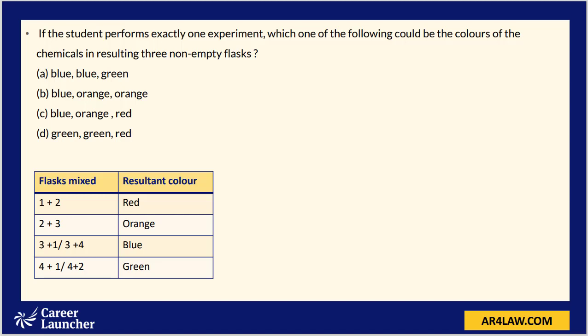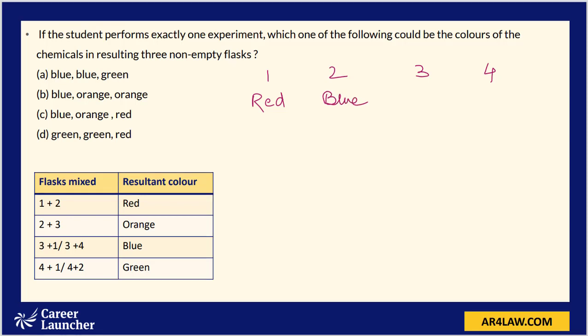For the sake of solving this question, I have already written the conditions on one side, and let's not forget the original colors in each of these flasks. Flask 1 had red, flask 2 had blue, flask 3 had green colored chemical, and flask 4 had orange colored chemical.